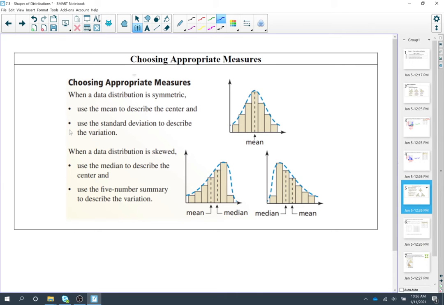And then for our variation, this is for our center, to describe the center. This is for our spread, okay, or to describe how spread out it is. We're going to use the standard deviation to describe the variation.